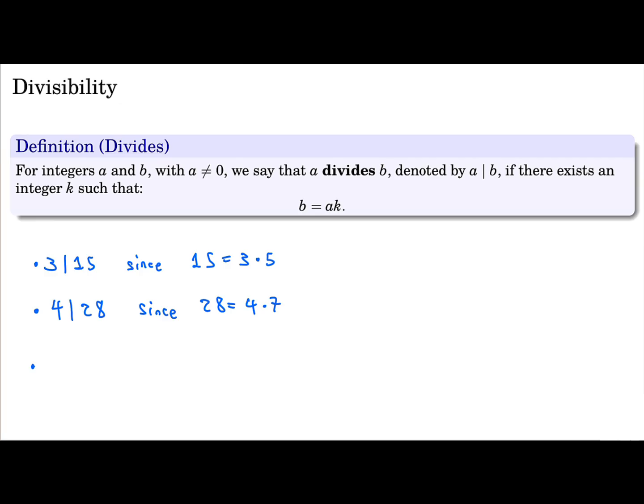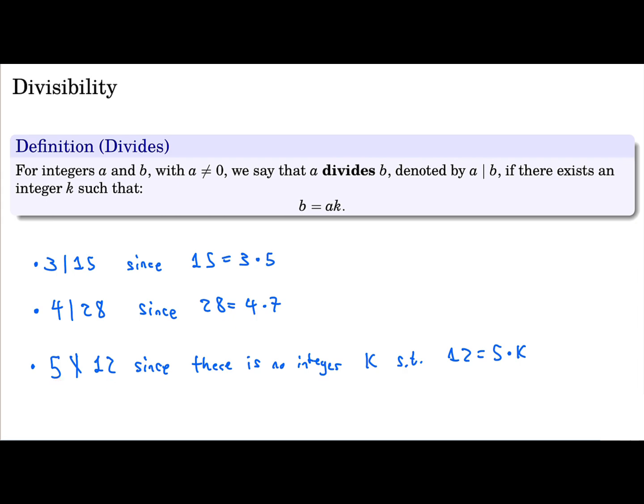And let's see a non-example. So 5 does not divide 12, and you can write this in many ways, since there is no integer k such that 12 is equal to 5 times k. Since there doesn't exist any integer that when you multiply by 5 gives you 12, that means 5 does not divide 12.